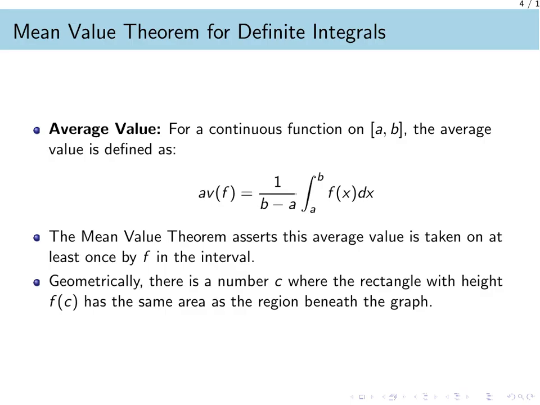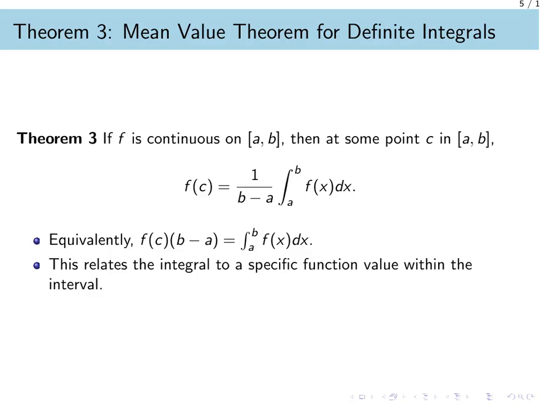Geometrically, this means there is a specific height on the curve, f of c, that creates a rectangle with the same area as the region under the entire curve. It is important to visualize this as finding a rectangle that perfectly balances the area beneath the graph. We can now state Theorem 3, the mean value theorem for definite integrals, in more formal mathematical terms.